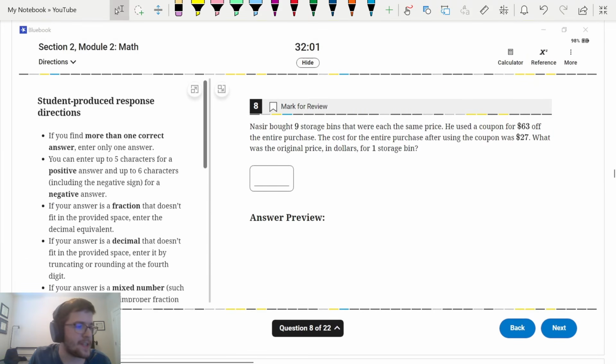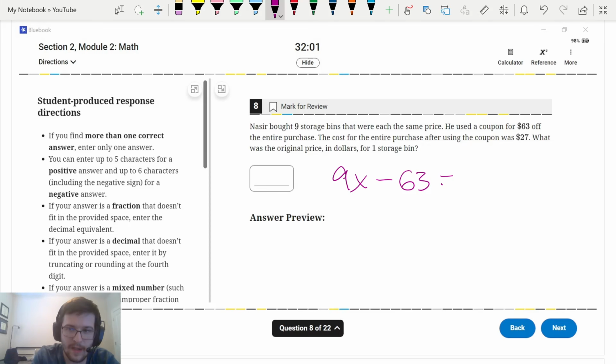All right, 8. Okay, Nasir bought 9 storage bins that were each the same price. Okay, so he bought 9 at a price of, let's call it X. So 9 times X is how much they cost. He used a coupon for $63 off. Okay, so we're going to take away 63. And then after coupon, the entire purchase was worth 27. So it's equal to 27.